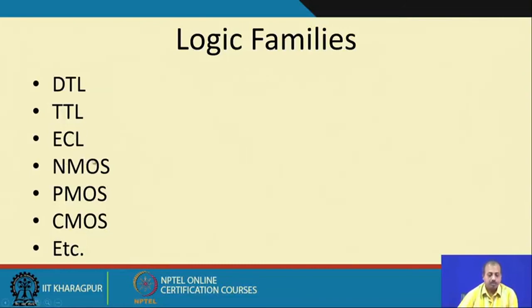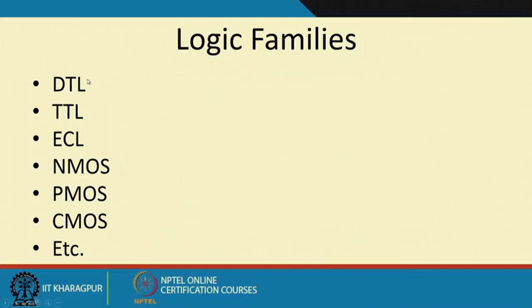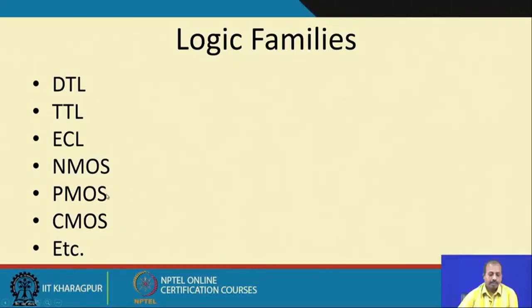Then we have NMOS, a metal oxide semiconductor family, where N stands for N channel metal oxide semiconductor. Then PMOS, P channel metal oxide semiconductor. Then CMOS is complementary metal oxide semiconductor. So, there are many such logic families that have been used over the years for realizing these basic logic gates. DTL is one of the first logic families we had, involving diodes and transistors. TTL came after that, and at present we are working with the CMOS family.